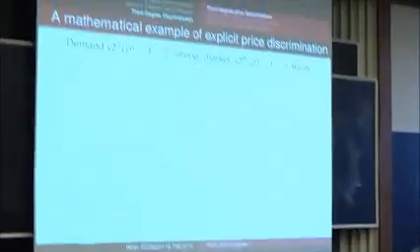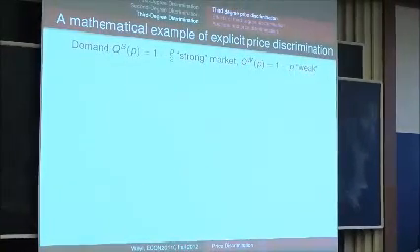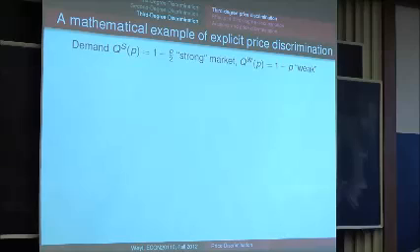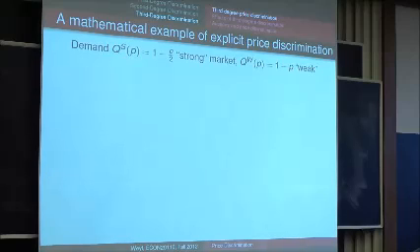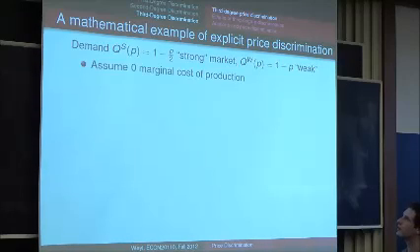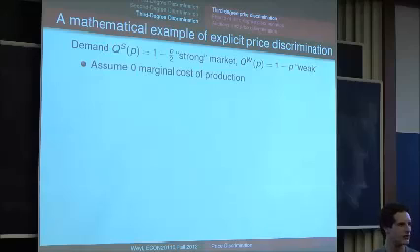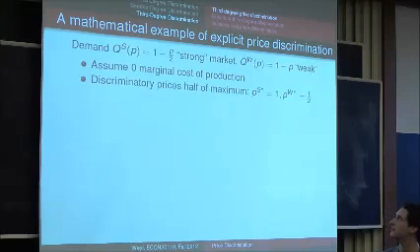divided by 2, whereas the quantity in the weak market is just 1 minus the price, right? So quantity falls more quickly with price in the weak market than it does in the strong market. Now let's assume that there's 0 marginal cost of production.